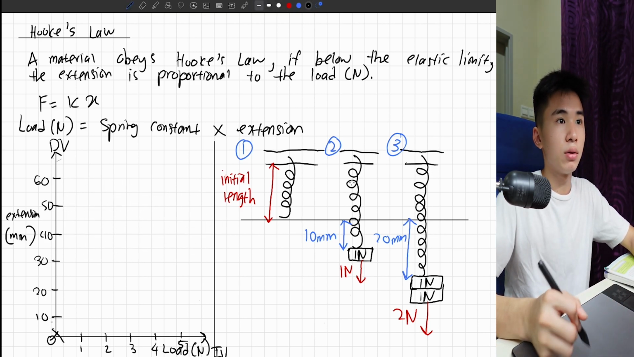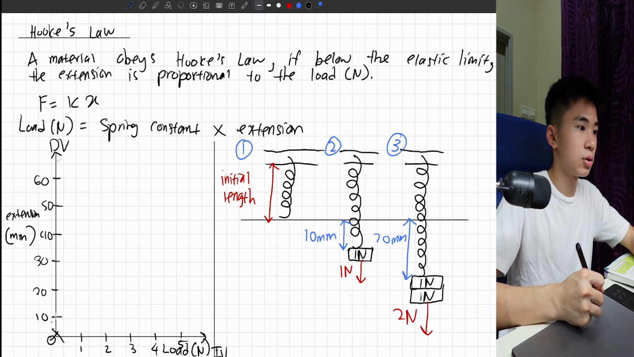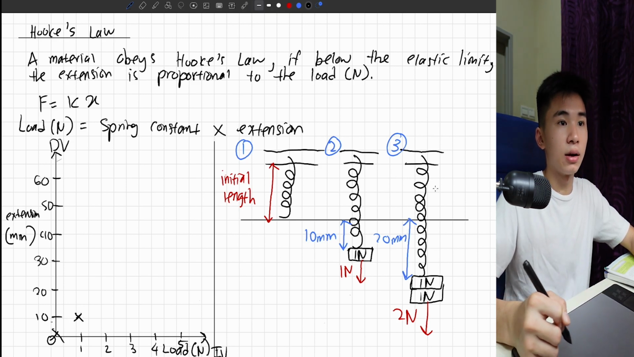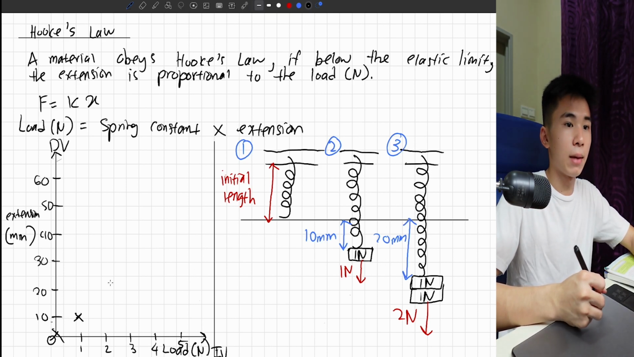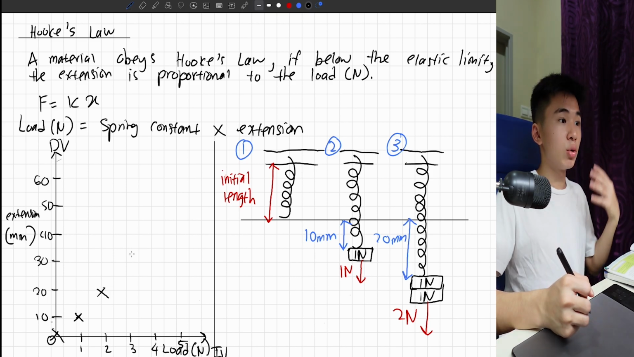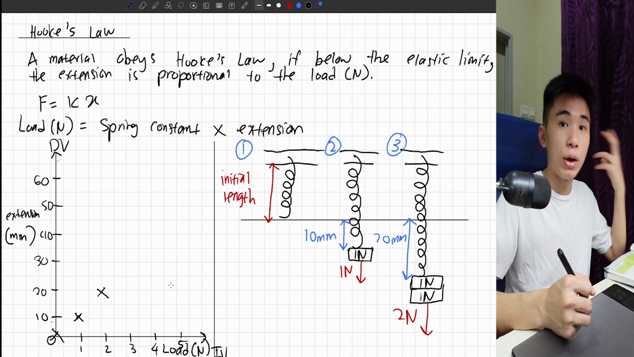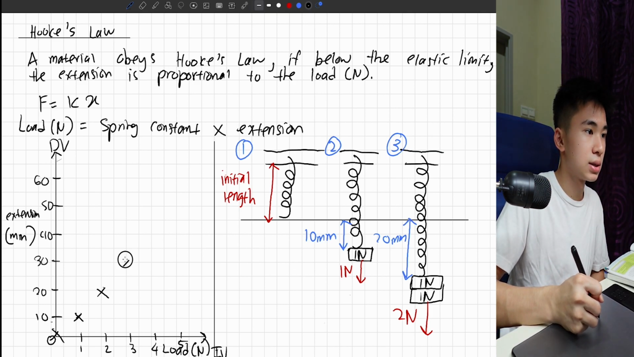And the second one, we can plot it in. So the extension will be 10 mm, so we'll be somewhere here, with the force of 1 Newton. Okay? And again, the next one will be 20 mm, and the load will be 2. So if you want to further add weights on the spring, we can further plot it like this, okay?